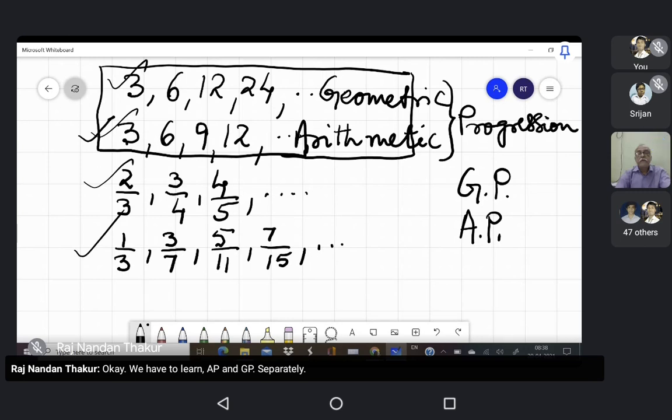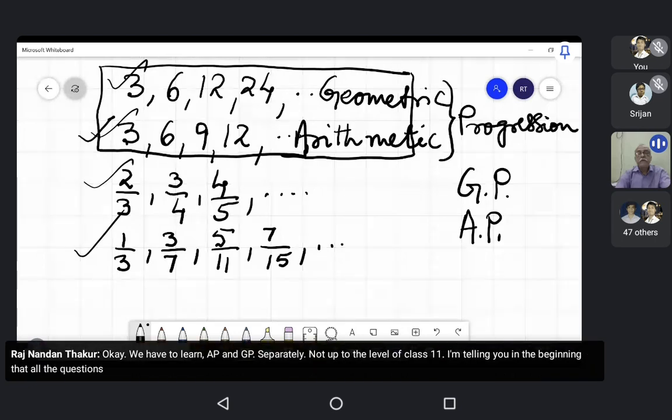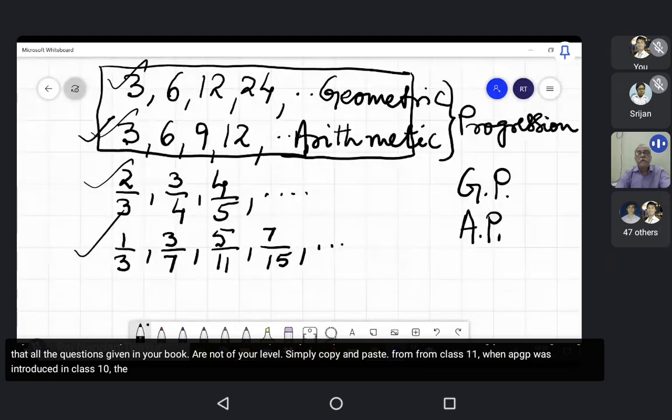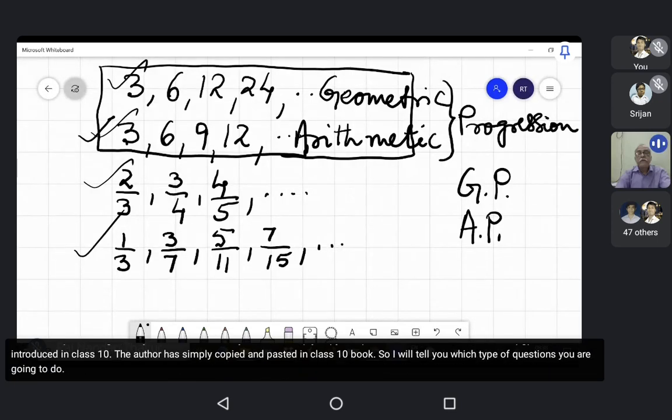We have to learn AP and GP separately, and not up to the level of class 11. I'm telling you in the beginning that all the questions given in your book are not of your level. The author has simply copied and pasted from the class 11 book into the class 10 book. So I'll tell you which type of questions you are going to do, and in the exercise also I'll tell you which questions you don't need to do.